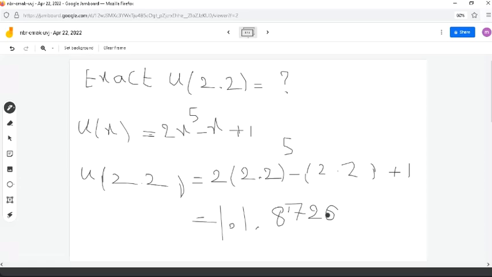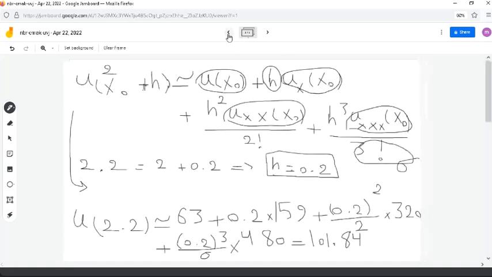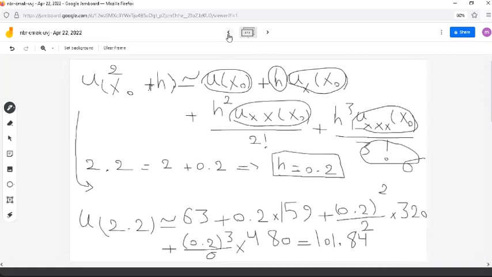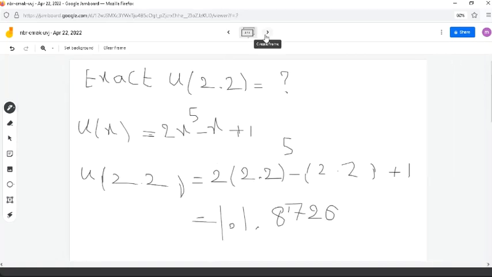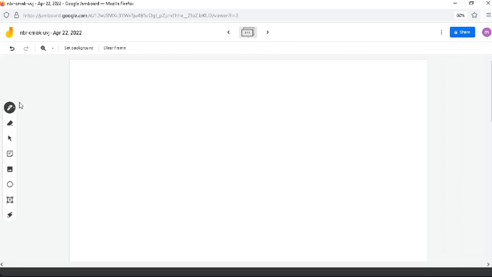The error is the difference between the exact solution and the approximate solution. For the error, we should subtract the exact solution from the approximate solution. At this page, I compute the error.